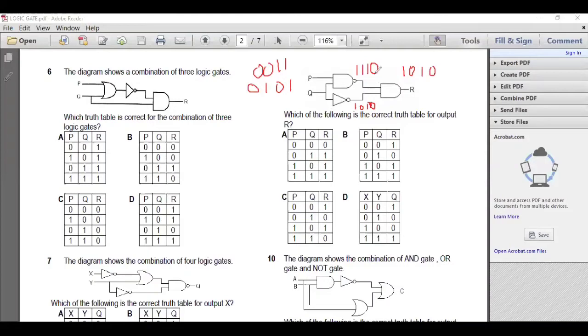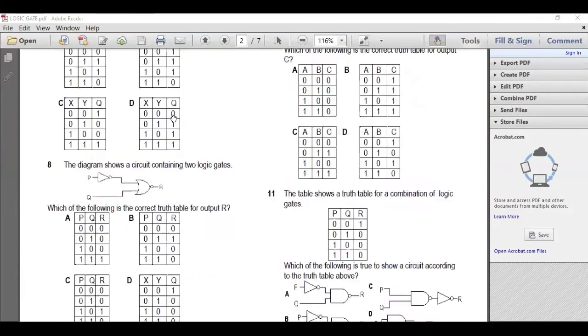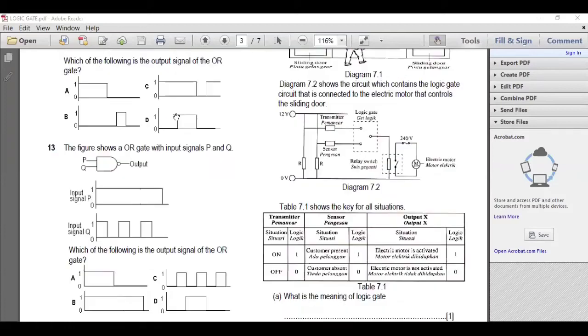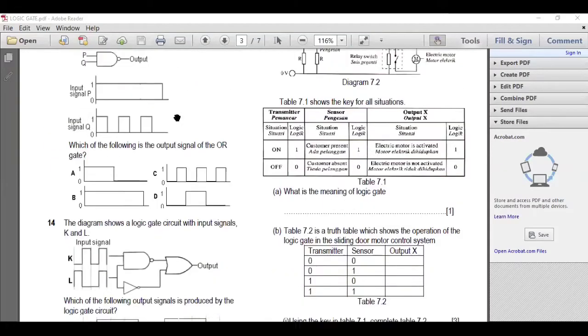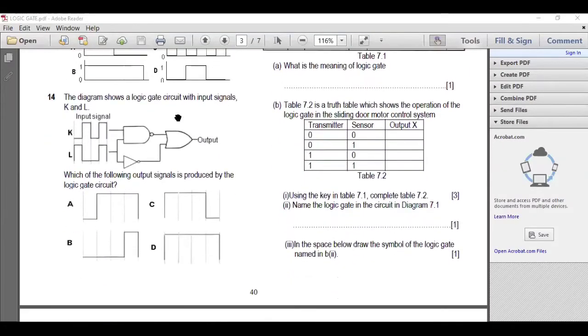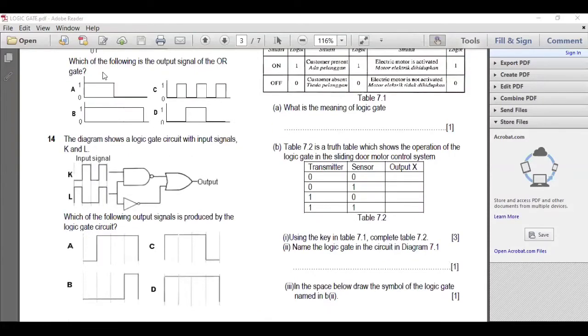Now what happens is sometimes instead of giving numbers, they give you in the form of a graph like this. I take number 14. Now they give you in the form of a graph. This one is also the same. This one means low, that means 0. This is 1. This is 0. This is 1. This is 1. This is 0. This is 0. This is 1.